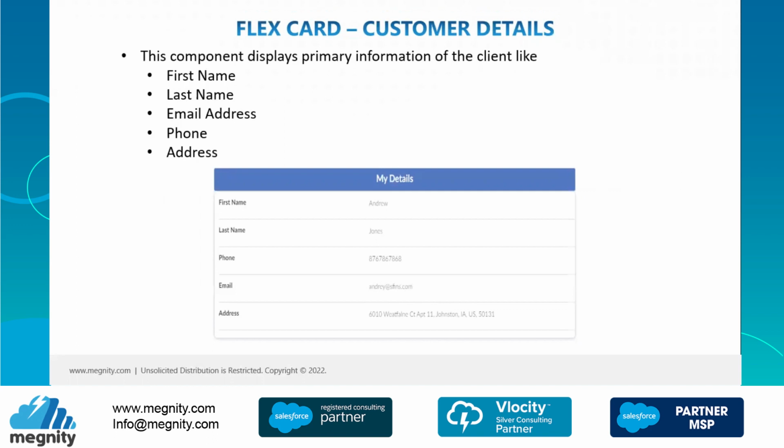Let's see how they look when we designed them. The first FlexCard that we are going to discuss is the customer details FlexCard, in which, when the customer logs into his portal, he will be able to see his details under the My Details card, where we show some basic information like first name, last name, phone, email and address. If any corrections need to be made in his details, he can contact support. He can always verify whether the details are intact or not.